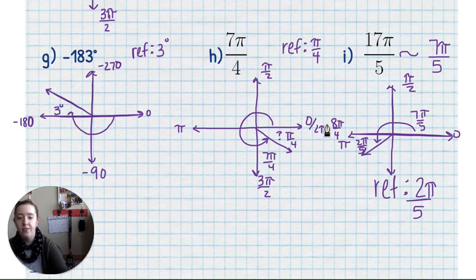Over here, 7 pi over 4, that's not quite 2 pi, 8 pi over 4, so we know it's going to be over here in this fourth quadrant. How much did I need to make 8 pi over 4, or 2 pi? I just needed 1 more pi over 4, right? So that's why that's my reference angle. Over here, 17 pi over 5, that's the same thing as 7 pi over 5 if we subtract 2 pi to get that coterminal angle, right? And then right there at pi, we have 5 pi over 5. How much over 5 pi over 5 did 7 pi over 5 go? 2 pi over 5. So that's why that's my reference angle.